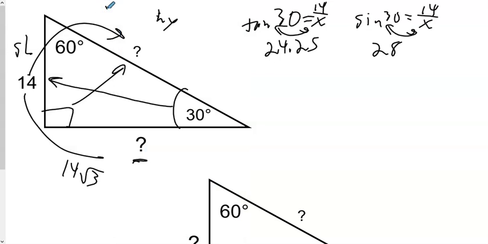Now, could we have done this without any sine or tangent? Yes, based on our 30, 60, 90 triangle knowledge. Okay? But you want to see here that you can use it either way. Whatever you're most comfortable with, you can go either way.